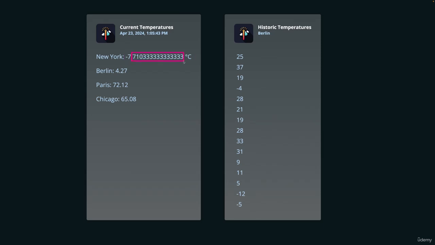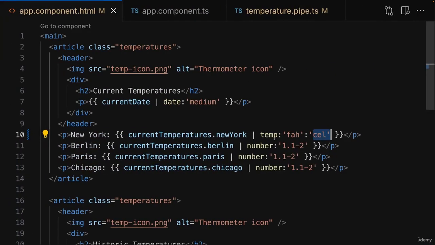We have too many decimal places here, and it would be nice if we could combine this decimal pipe with our custom pipe. And thankfully, we can do that.